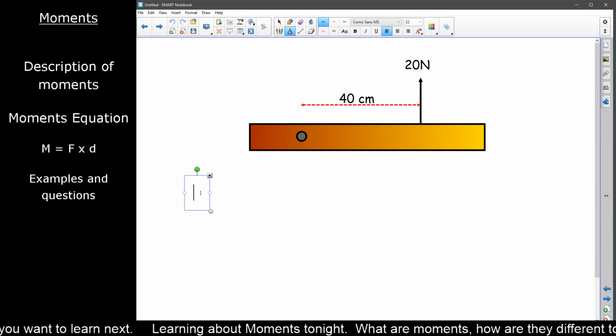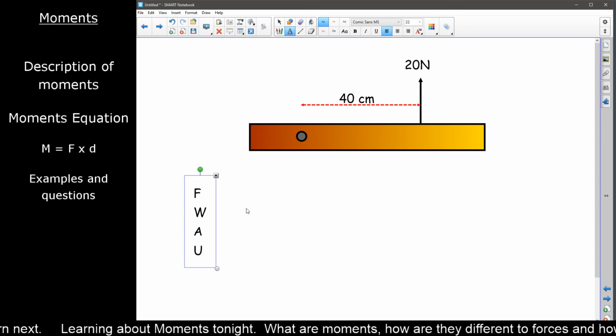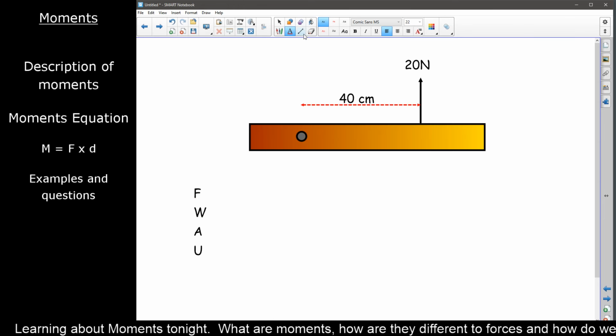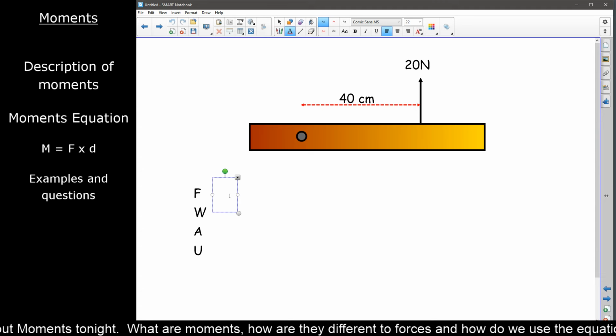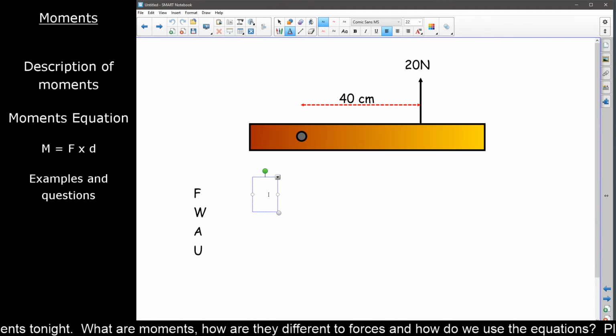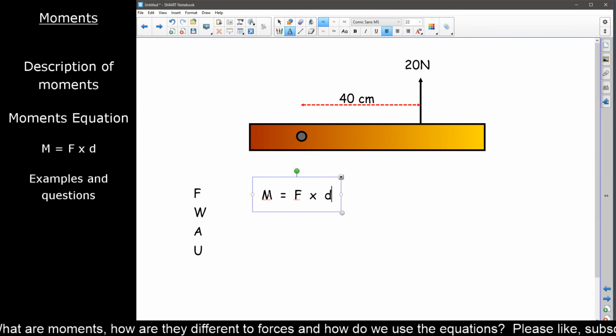So once again, we should have our FWAU formula, working, answer, unit. Remember, all of our physics should look sexy at the end. You should be saying FWA. So our formula that we want is, this is a moments question, so it's moment equals force times distance from pivot.